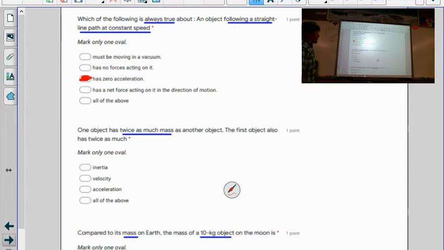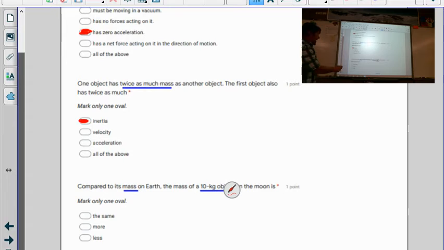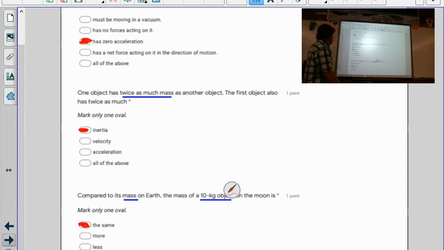An object has twice as much mass. If it has twice the mass, it has twice the inertia. Remember that inertia is mass. Compared to its mass on Earth, the mass on the moon would be the same. Mass does not change. It would have a different weight, but its mass would be the same.